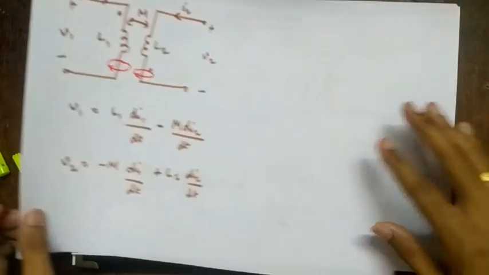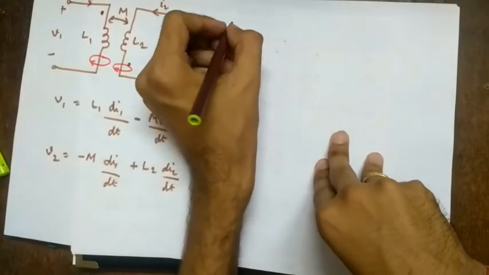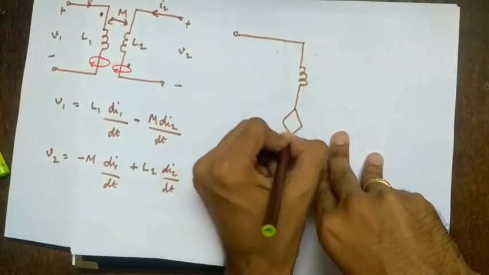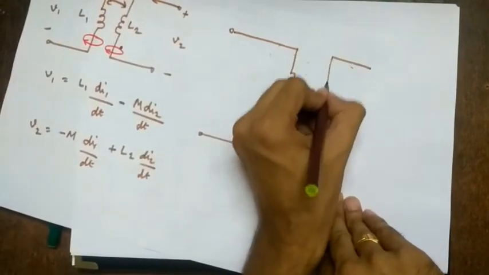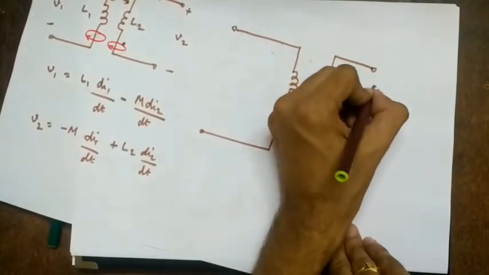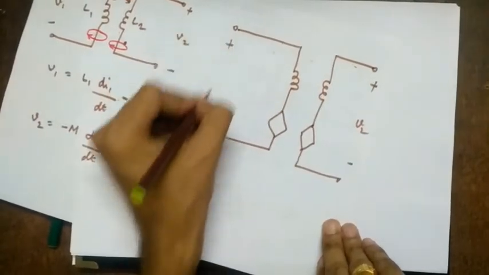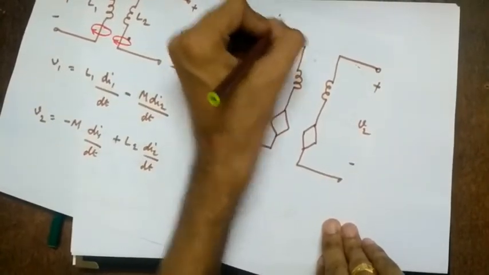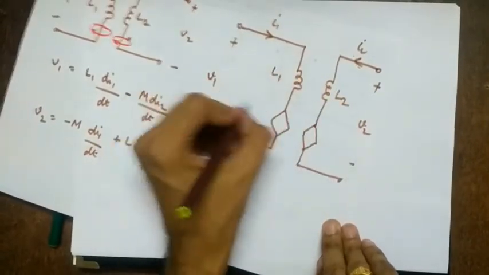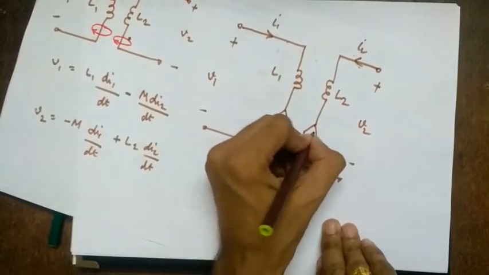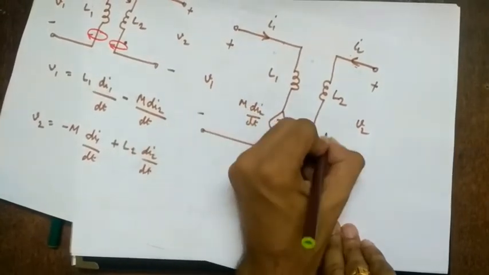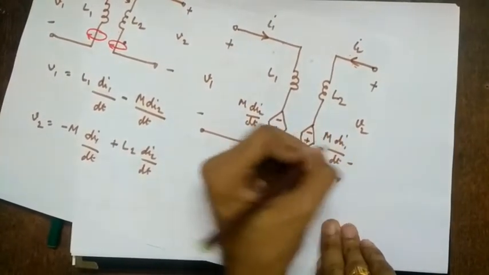So again, let's try to represent this in terms of dependent sources. So again, I'll have almost the same circuit, but I'll just change the signs. This is plus minus V2, plus minus V1. This is I1, this is I2, this is L1, this is L2. Now you will have to just change this polarity, rest all will be same. So this is M di2 by dt. This is M di1 by dt.